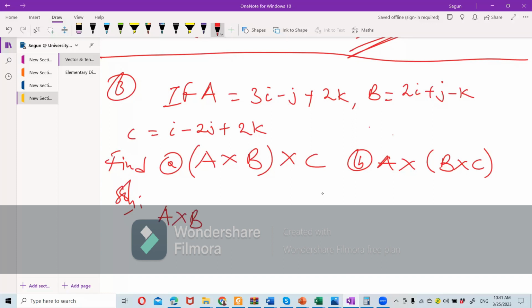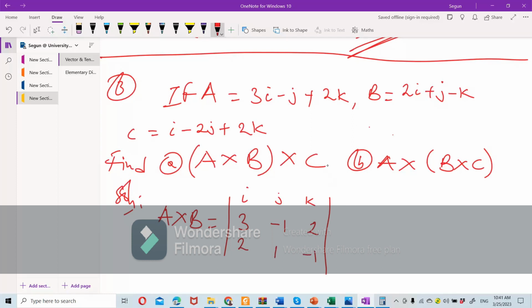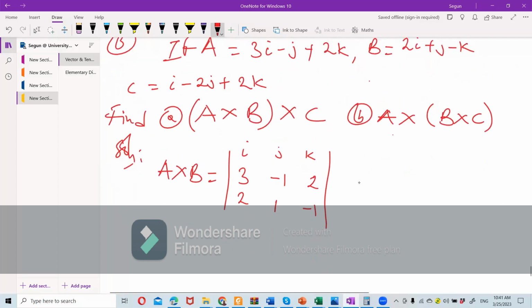A cross B is the first thing we need to solve. So I have I, J, K. Don't forget the component. So pick the A. A is what? 3, -1 and 2. Then B is 2, 1, and -1. Remember what I told you the last time? We have positive, negative, positive.